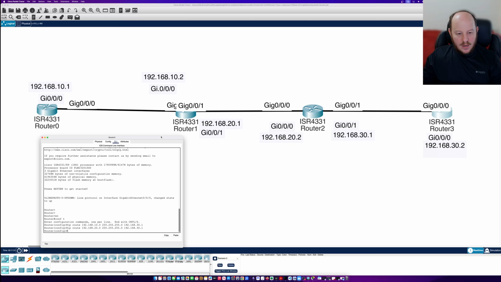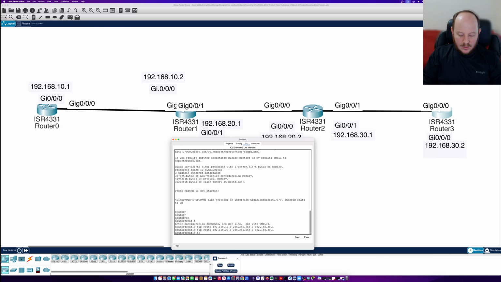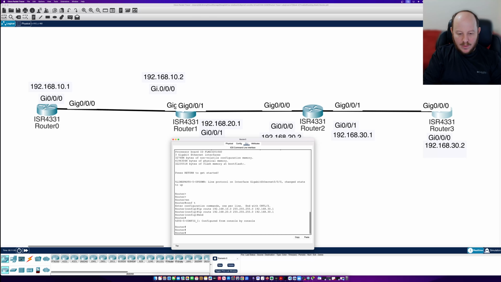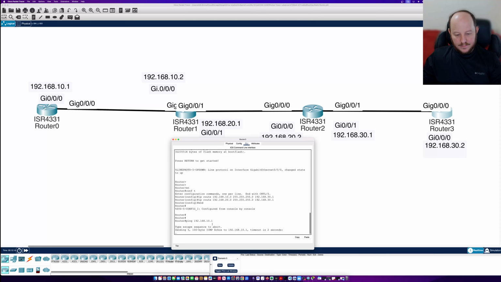We're already on router 3 here. Let's go back to privileged exec mode by entering the end command. We should now be able to ping router 0's G000 interface right here, 192.168.10.1. Let's see if we did everything right. All right, let's wait a second.